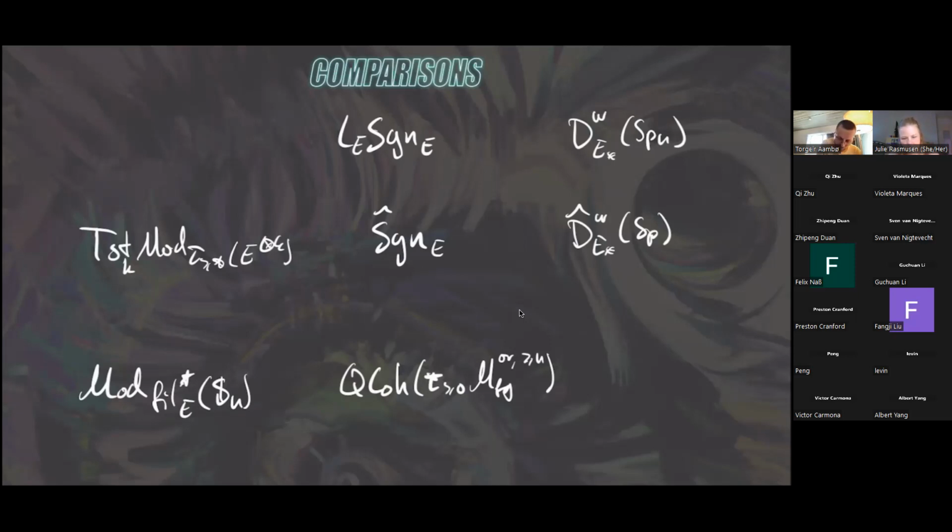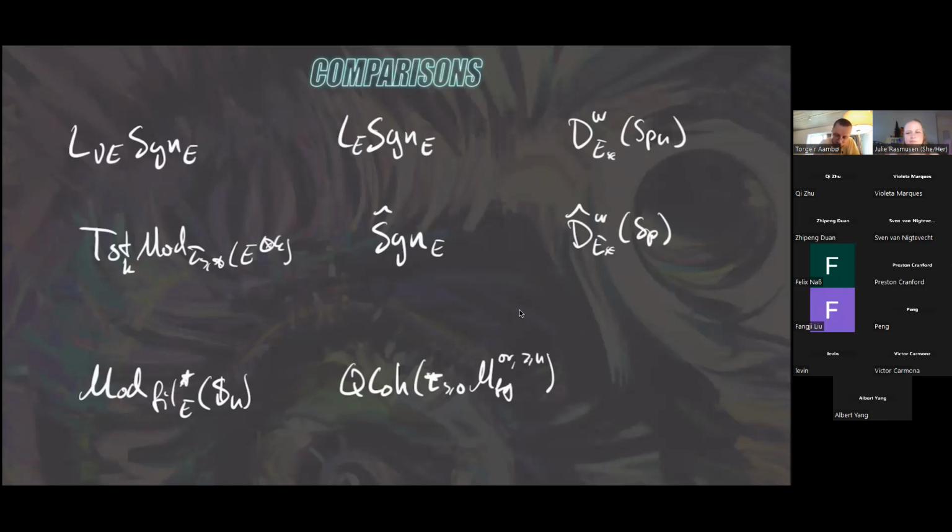Oh, one more I can add is if you take the big category of synthetic spectra, pure synthetic spectra, you can localize at a synthetic version of E theory. This is also a different model. So now we have a bunch of different things, and we can relate them.